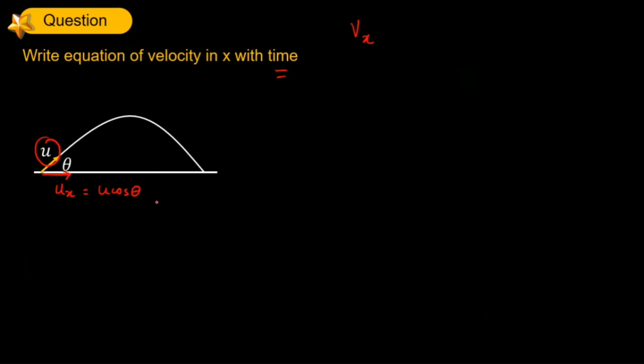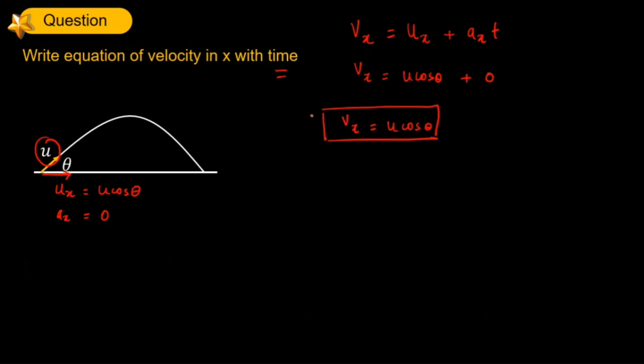As we know, acceleration in x-axis is nothing, it is always zero. So if I use the first equation of motion, final velocity in x-axis is always equal to initial velocity in x-axis plus acceleration times t. If you look at this equation, can you say that velocity in x-axis is always equal to u cos theta? Because it will not depend upon time, it will not depend upon acceleration. As there is no acceleration, the equation of velocity with time in x-axis is always going to be a constant, which doesn't change with time.